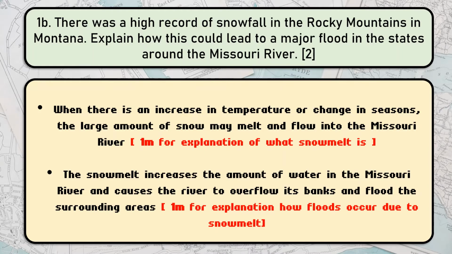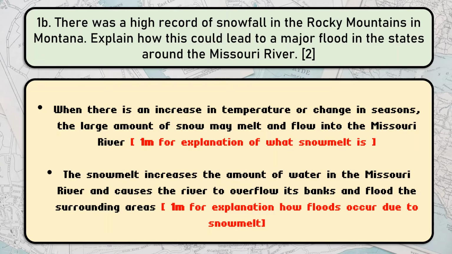When there is an increase in temperature or change in seasons, the large amount of snow may melt and flow into the Missouri River. So this just tells me about snow melt. Next, I have to tell you why snow melt leads to major floods. Because snow can melt but does not lead to flooding. So you need to mention to me how does snow melt lead to flooding.